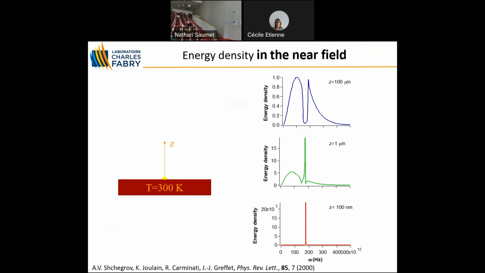Now, when I look at the energy density close to the surface, there is a peak now where there used to be essentially nothing. Now I have a peak, and look at the scale. I have 15 times more energy than in the vacuum.